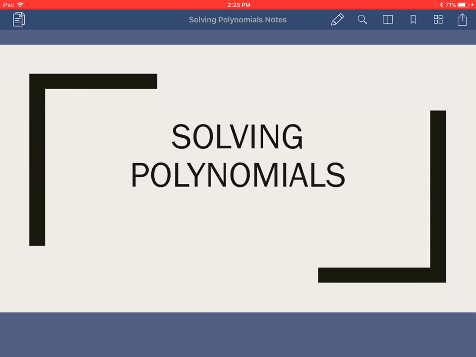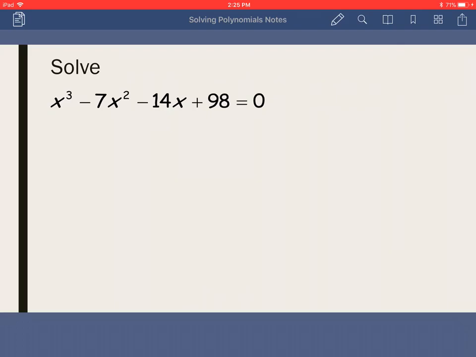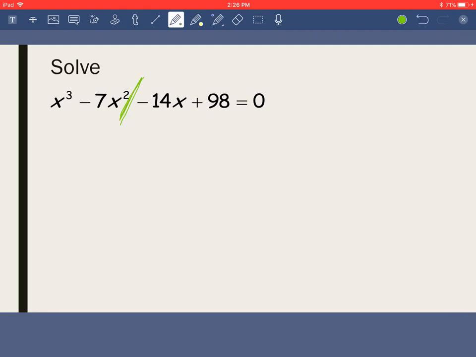Okay, so solving polynomials by factoring. We've already talked about factoring polynomials, so that's going to be our first step. I have x cubed minus 7x squared minus 14x plus 98 equals 0. So I'm going to factor this, and there's 4 terms, so I'm going to factor by grouping. So I'll split it in half.